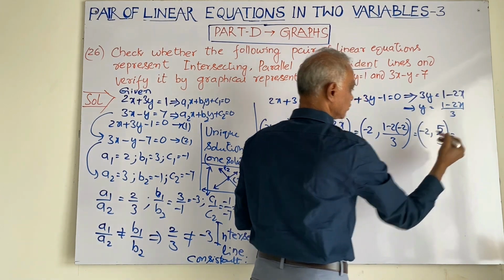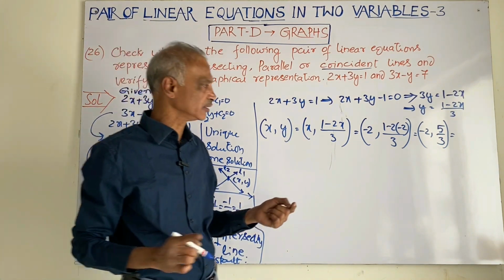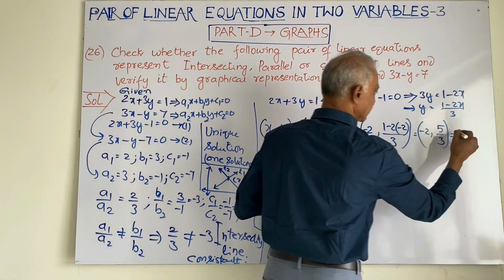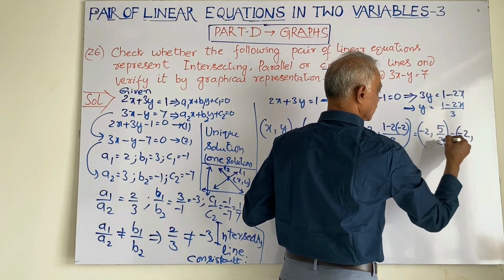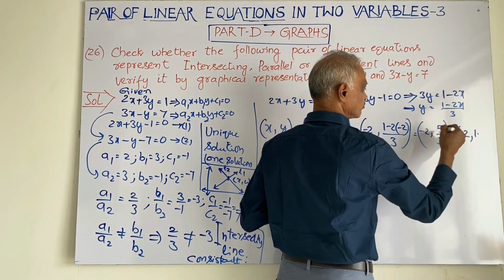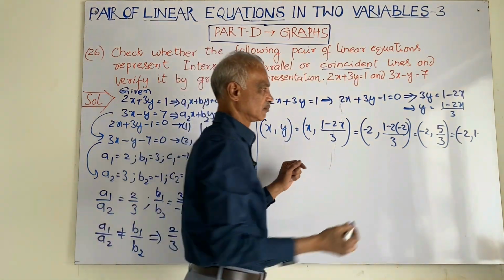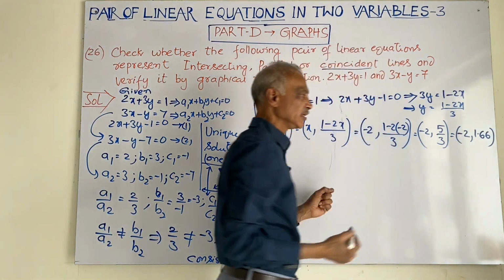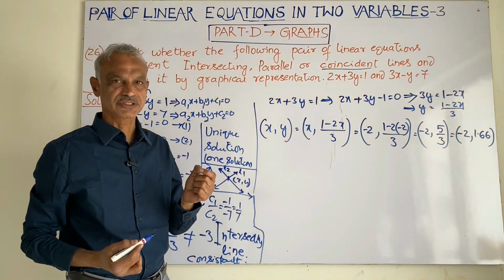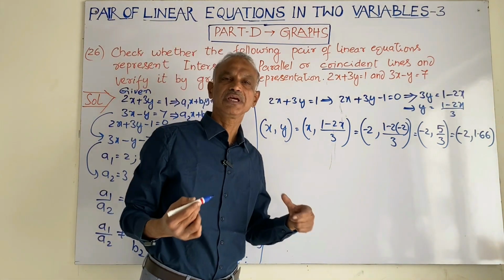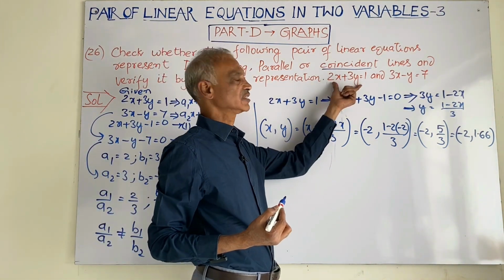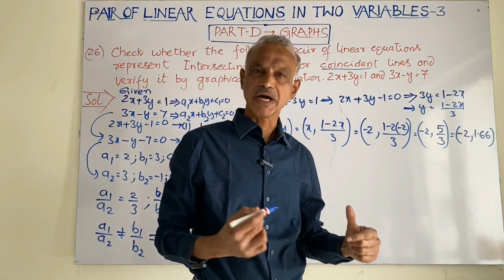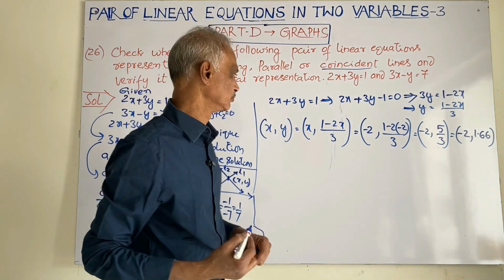What is the coordinate? X coordinate is minus 2. If you take minus 2, what is the y coordinate you are getting? 5 by 3. This can be written as 3 sixes are 18, so you will get minus 2 and 1.66. We have to prepare a solution set for this equation and also this equation. After finding the solution set points, we have to draw the graph.